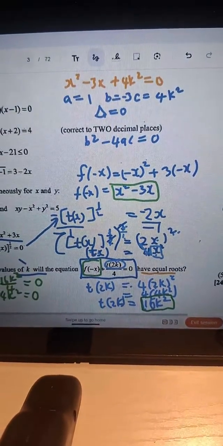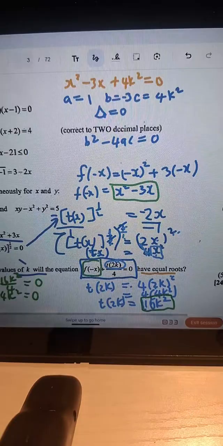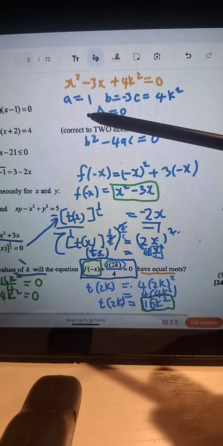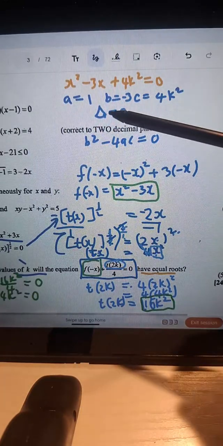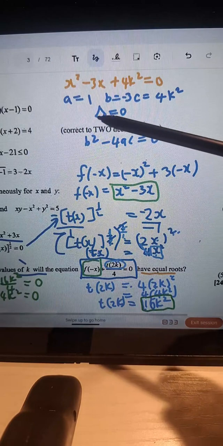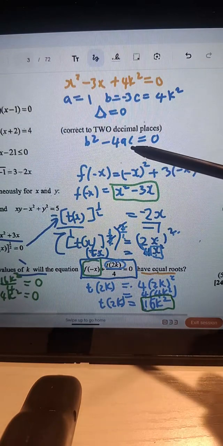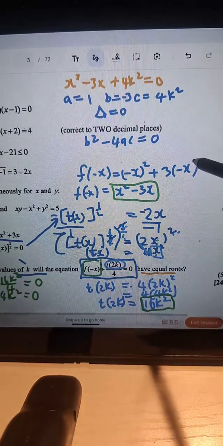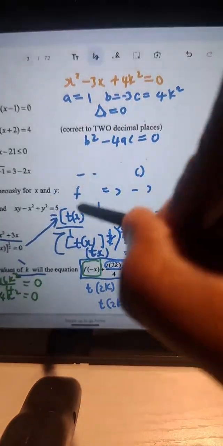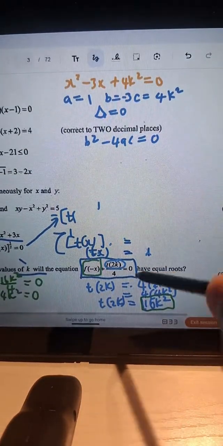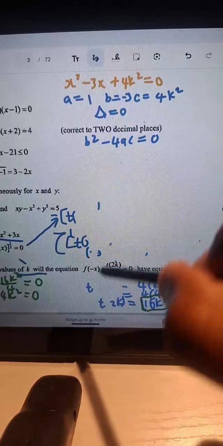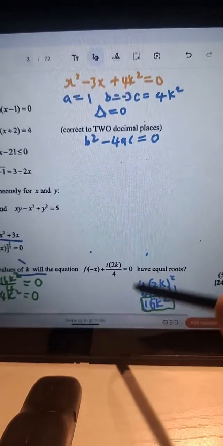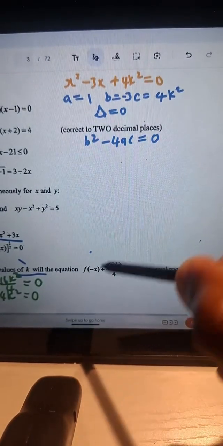We have found the equation. There it is. It's x squared minus 3x plus 4k squared, which is equal to 0. Identify a, b, and c. Since they said for which values of k will the equation have equal roots, we say delta equal to 0. Delta is b squared minus 4ac is equal to 0. Then please allow me to erase everything that I've done here, because we saw how I got the equation, which is the most important thing that we were able to do through all that I wrote here.